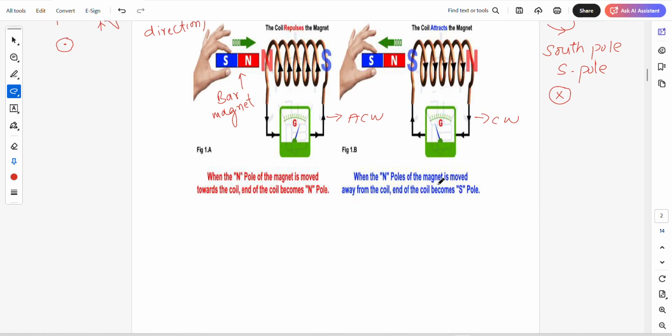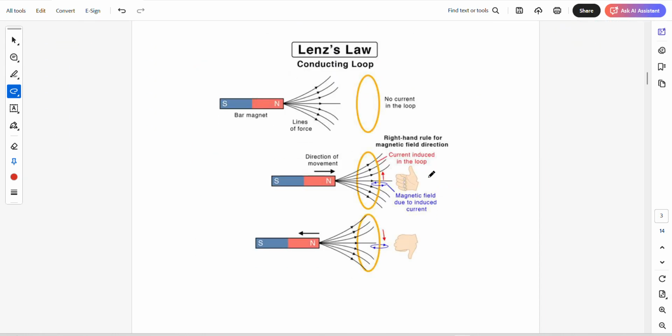Understood? Now come to the conducting loop. This is a bar magnet. No current is flowing in the loop. When the bar magnet moves nearer to the conducting loop, what will happen? Here a north pole will be developed. If you know it is a north pole, the direction of current is anti-clockwise.